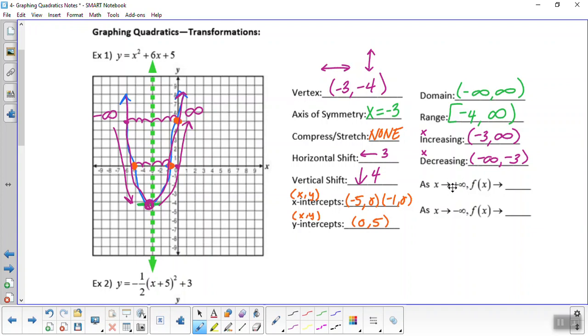And finally, we have our end behavior. It's asking, which direction are the arrows pointing? In this case, they are pointing up, so they both get a positive infinity. Make sure you pause the video if it went too fast, and make sure you rewind to where you got lost, and you can come see me after school anytime.